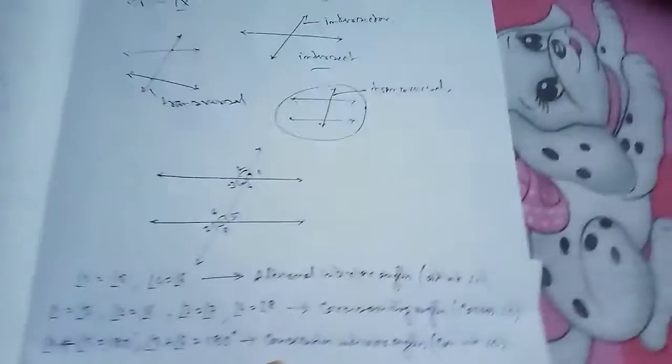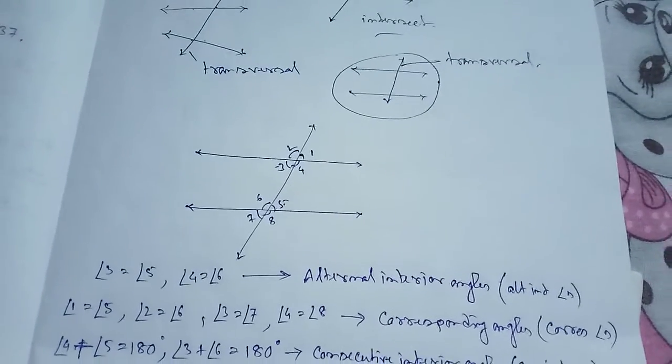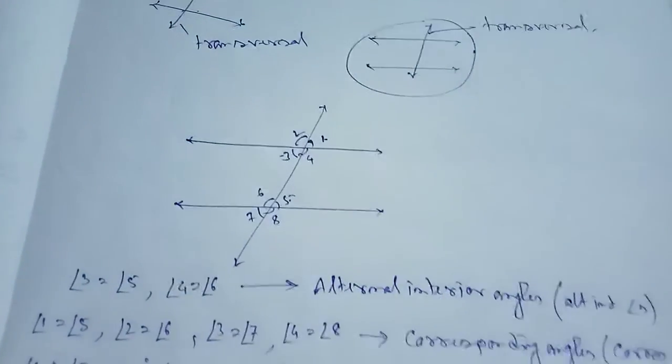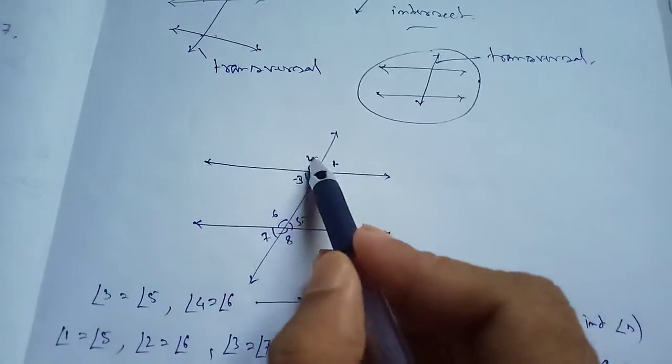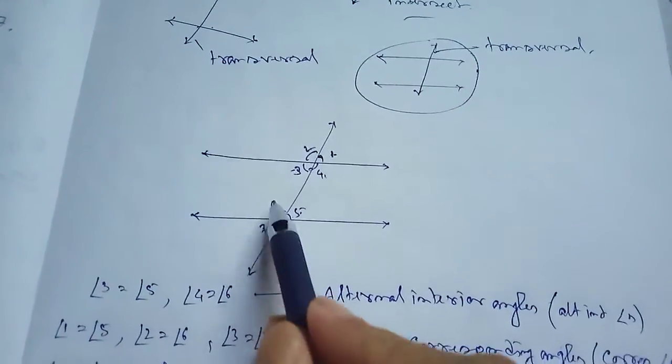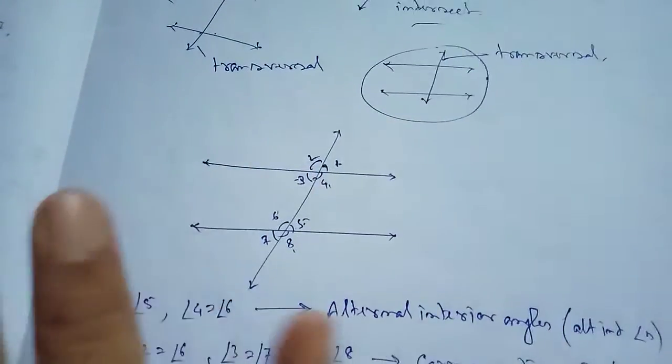Besides this, what can you write? Angle 1 and 3 equal. This you already got. 2 and 4 equal. This you already got. These are called vertically opposite angles. Similarly 5 and 7 vertically opposite, 6 and 8 vertically opposite. These are equal and you already got this, so I will not give it today.